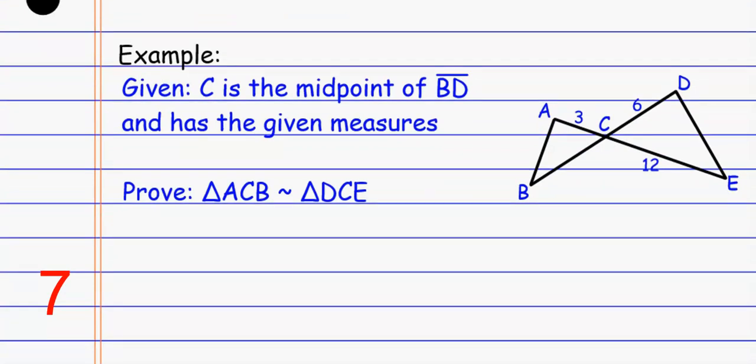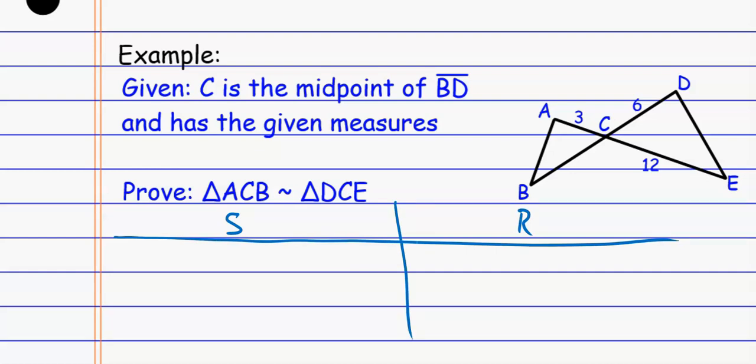So looking at this one, C is the midpoint of BD and has the given measurements, which are given on the figure itself. And so let's start off our statements and reasons. And if you're still struggling with proofs, just look at this thing, make a determination from the picture, and start figuring things out. Like if C is the midpoint, you know that these are the same.